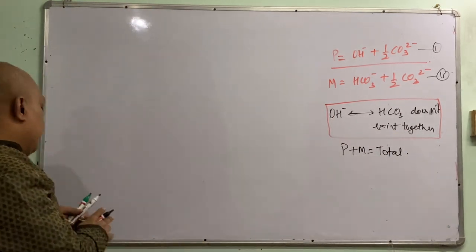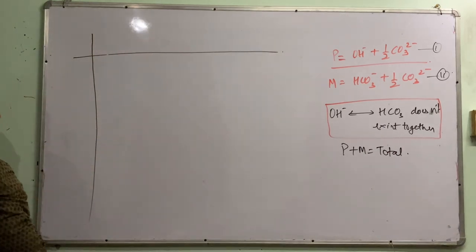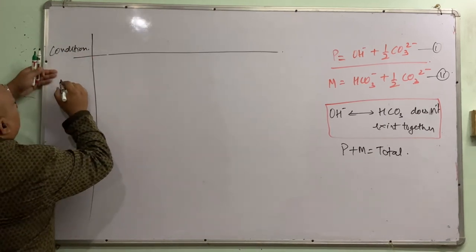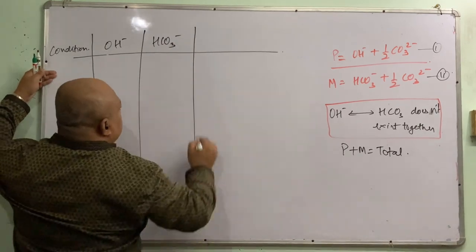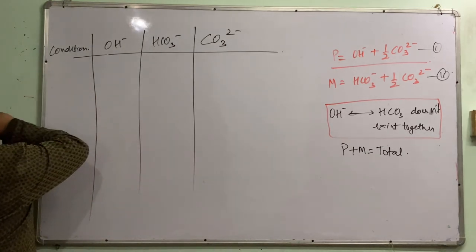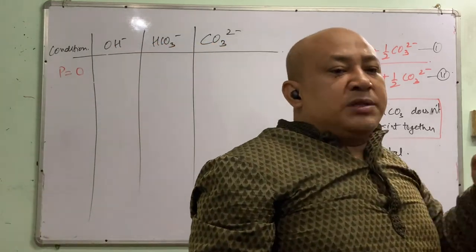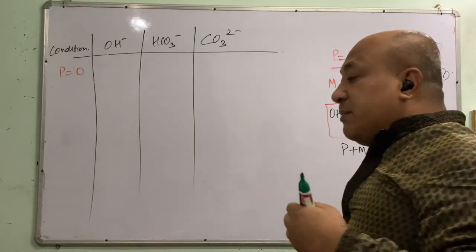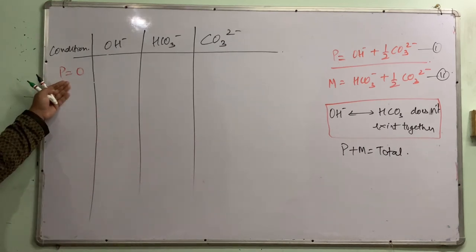Okay, so based on this, let me do a chart. Condition number one: this is the OH, this is the bicarbonates, and this is the carbonates. The first condition is, let's say, phenolphthalein is equal to zero. There is no phenolphthalein alkalinity in the water. That means the pH of the water itself is less than 8.3, because the phenolphthalein alkalinity completes by 8.3. So if the pH is below 8.3, the phenolphthalein alkalinity is already over, right?